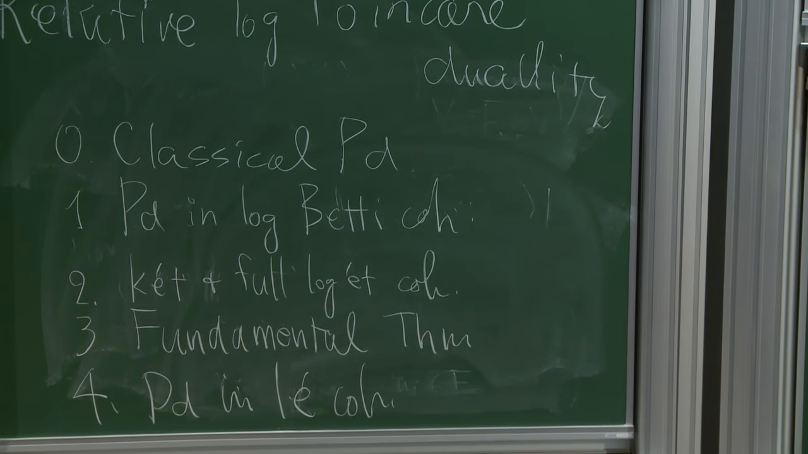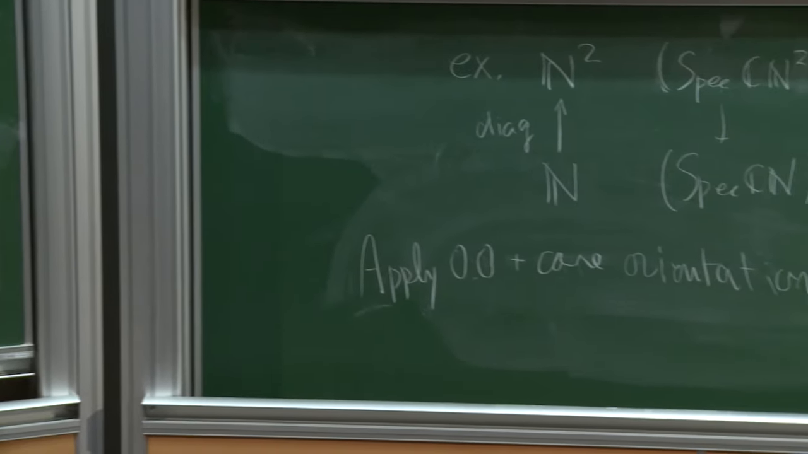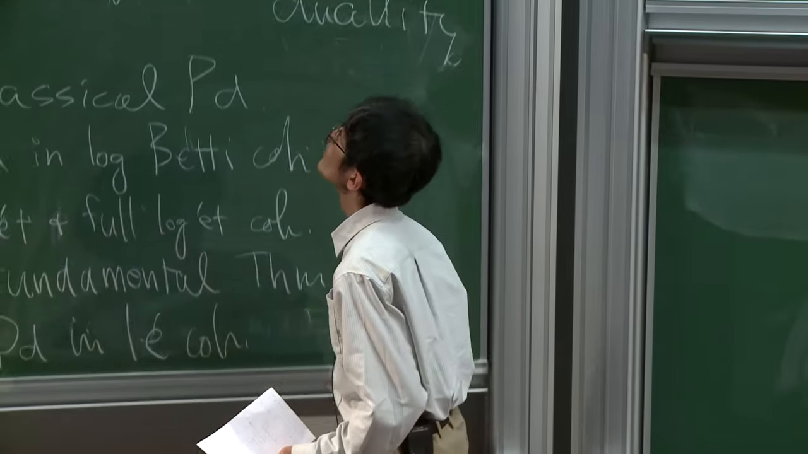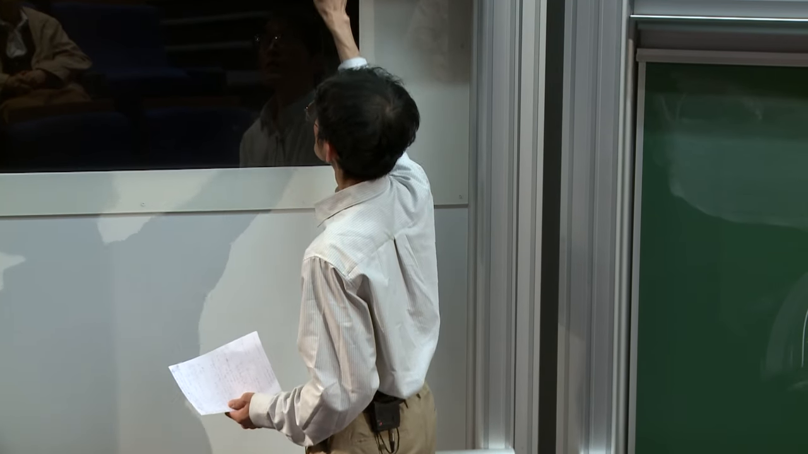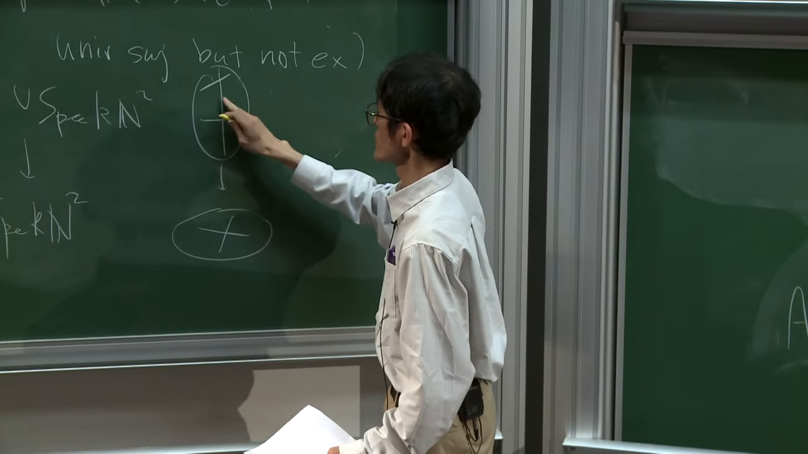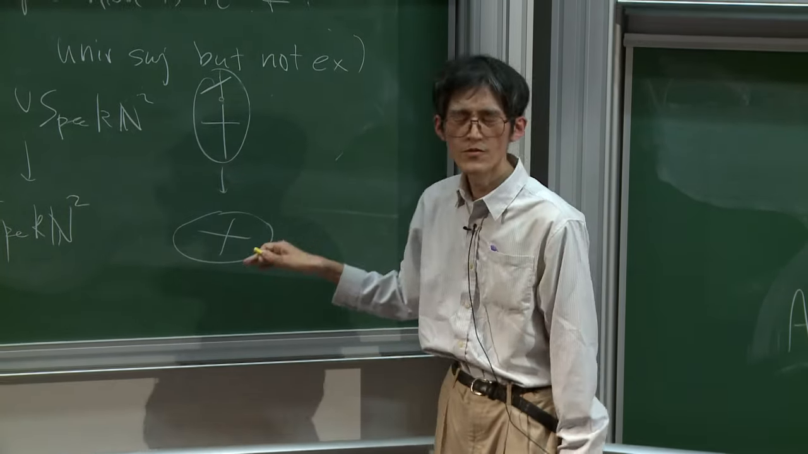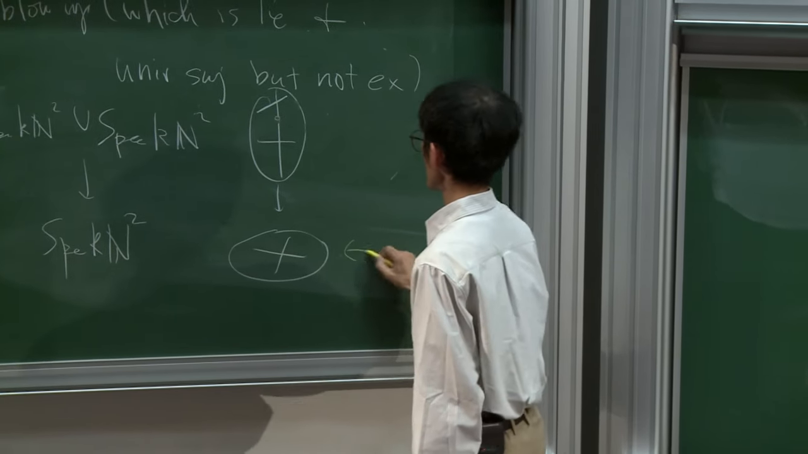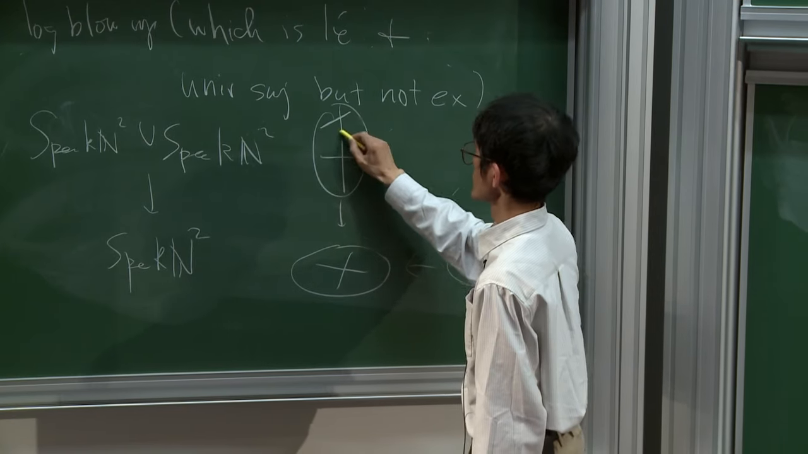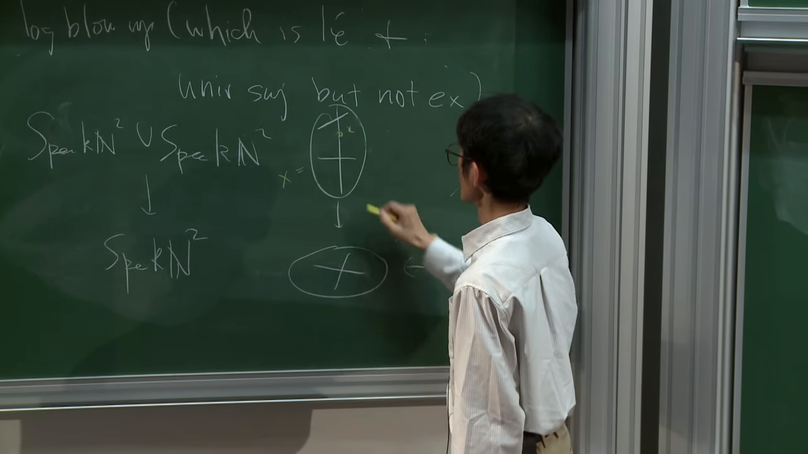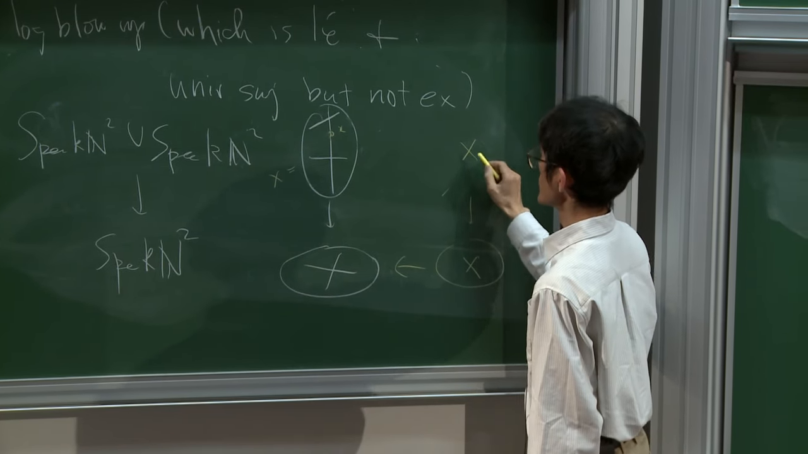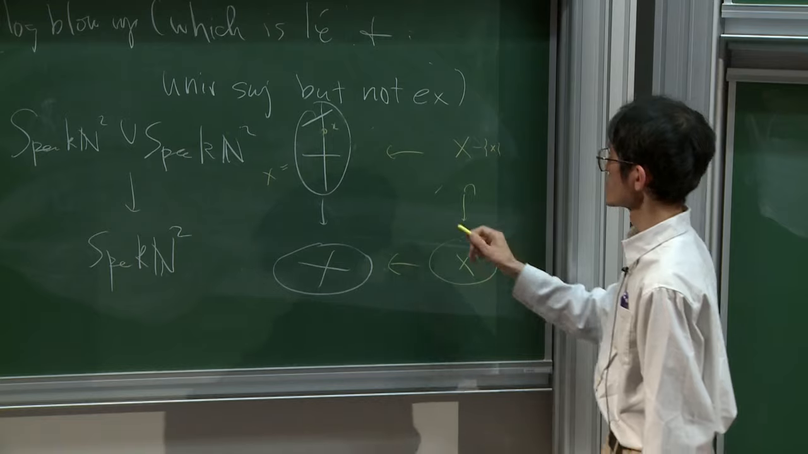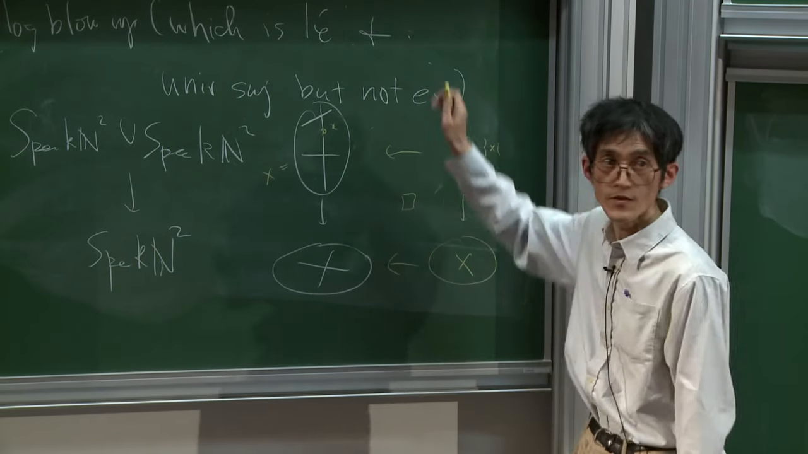Am I right? If you leave out one of the strict transforms, then it's no longer universally surjective, is that right? So if we remove some point, then it is not universally surjective because of the base change. This is the open immersion, but not surjective.